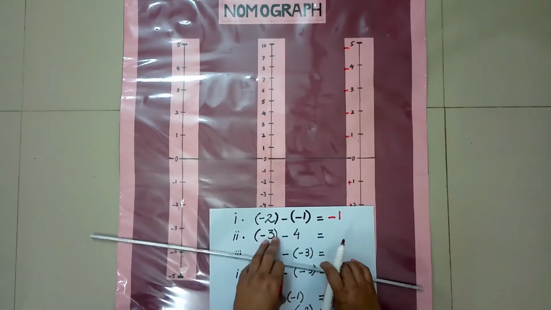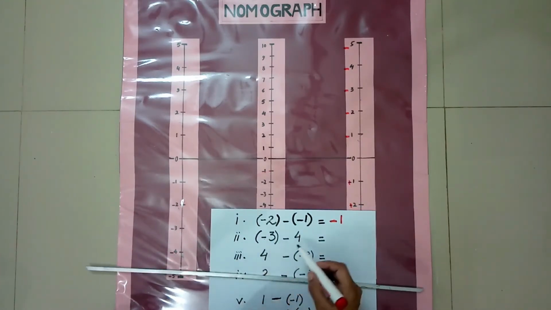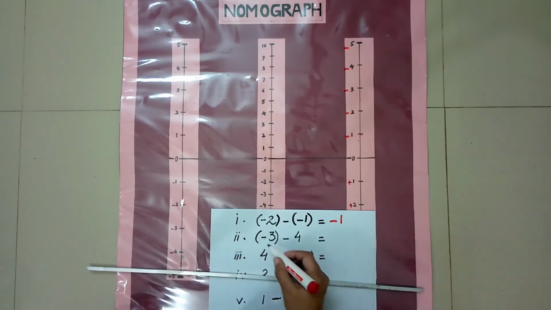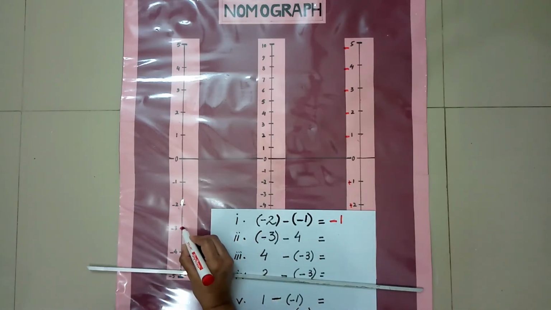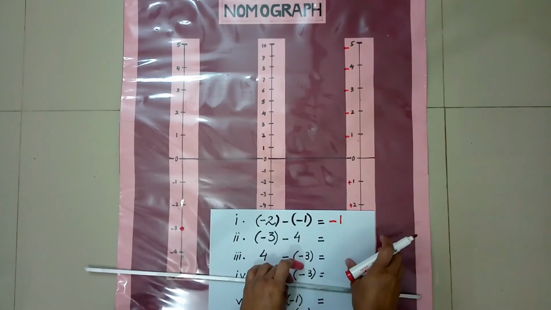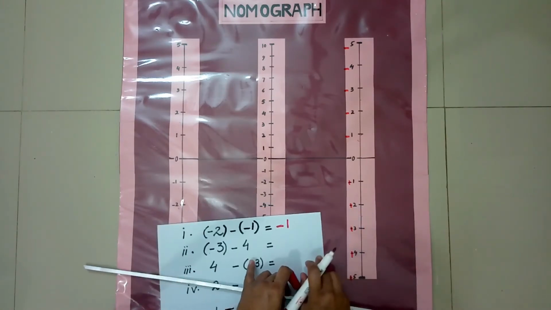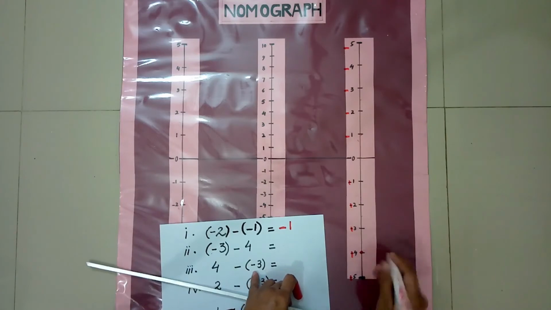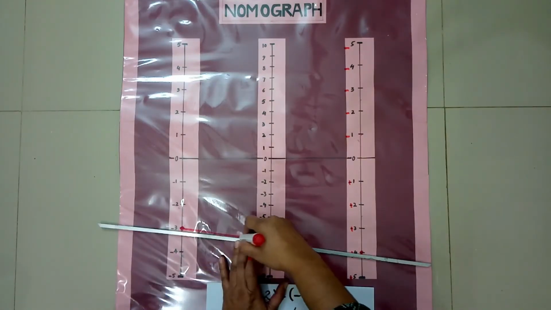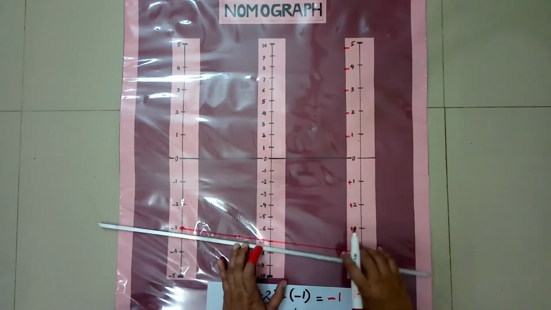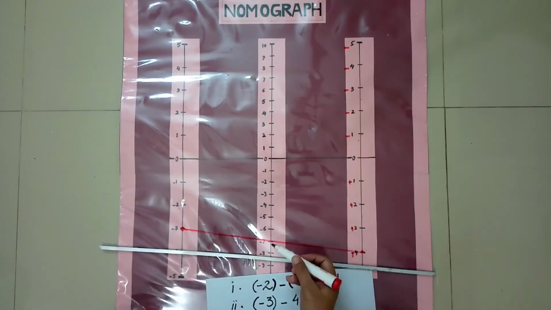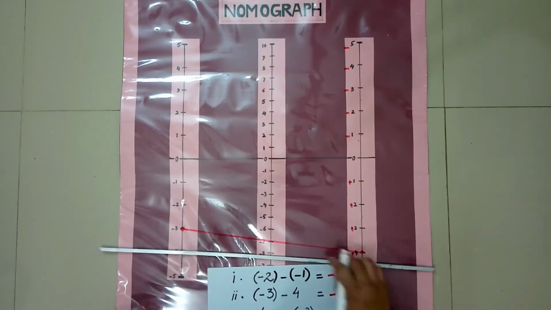Now we will solve question number 2. This is -3 and +4. We are going to subtract +4 from -3 and there is a sign of subtraction in between them. So this is -3. Where would we take -3? This is -3 and +4. Where is +4? This is +4. So I will join these 2 numbers and it will intersect the middle line at -7. So your answer would be -7.